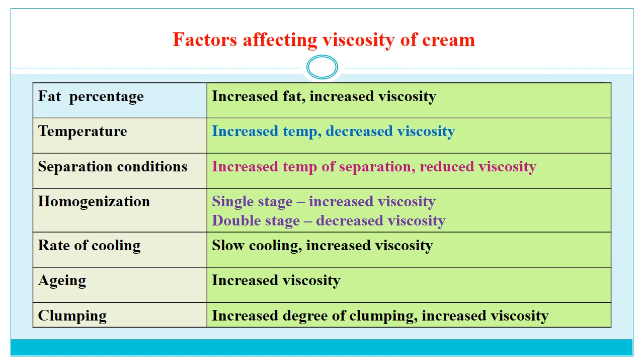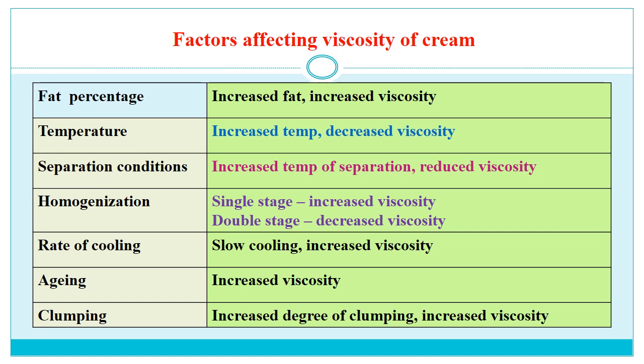The factors are like fat percentage. If the fat percentage increases, the viscosity will increase. Then the temperature. When the temperature is increased, there is a decrease in viscosity, because with the increase in temperature the fat globules get melted, so it has better flow or lower viscosity. Then the separation condition, that is how it is separated. If it is separated at a higher temperature, naturally it will have a reduced viscosity.